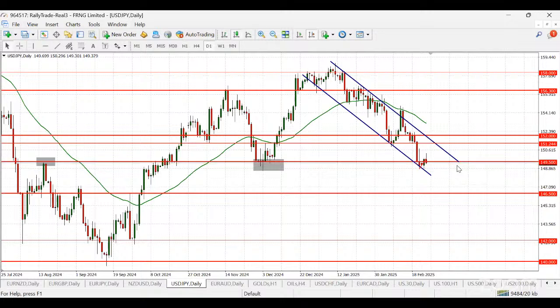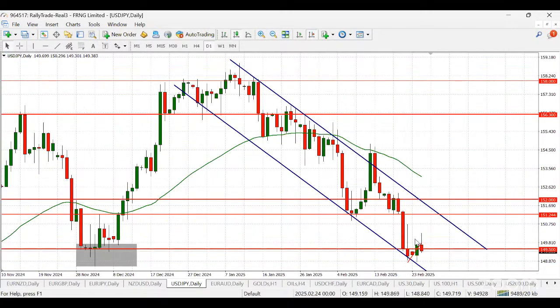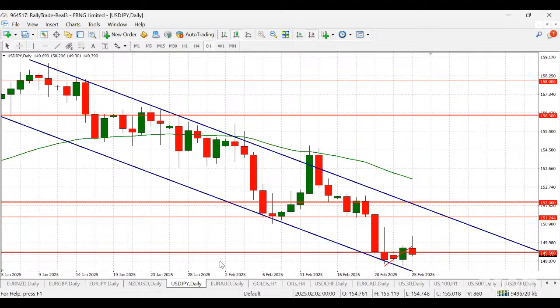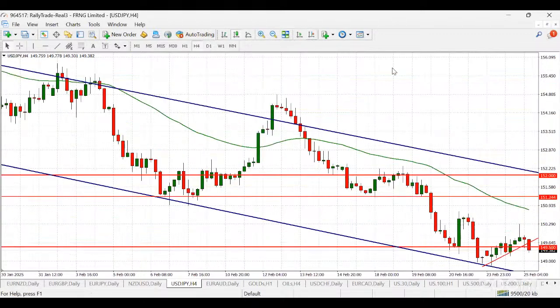Price is at this support at 149.5, right? So what we need to see here, even though this is bearish, we also need to be mindful of this support at 149.5. Okay. So for this bearish move to continue on USD JPY, what we need to see is a confirmed break below that support.